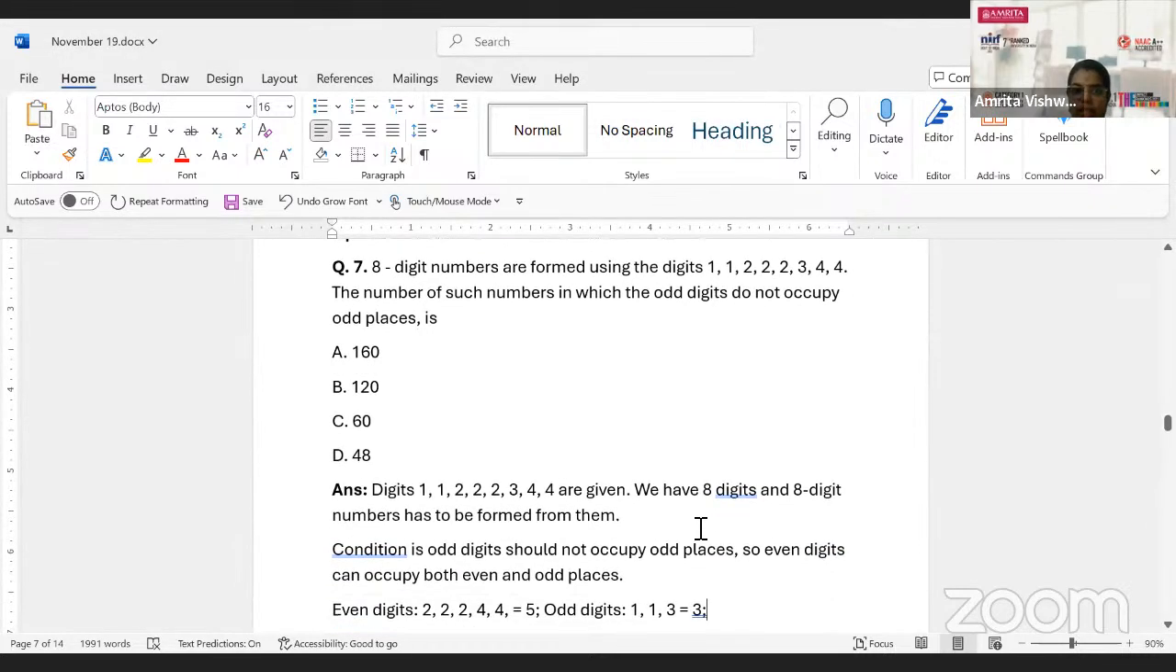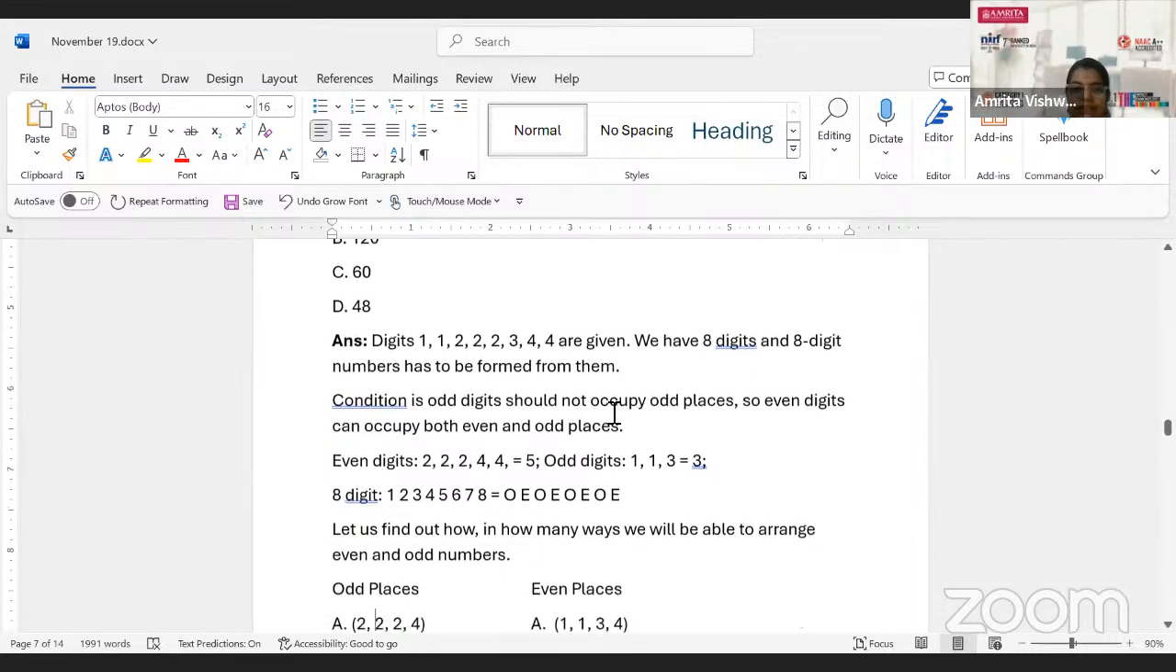Just look at the question and think whether you'll be able to solve it. 8-digit numbers are formed using the digits 1 1, 2 2 2, 3, and 4 4. The number of such numbers in which odd digits do not occupy odd places. So odd places can be filled with even numbers, and even places can be filled with both even and odd numbers. That's the only condition you have to be careful about when you're solving this question.